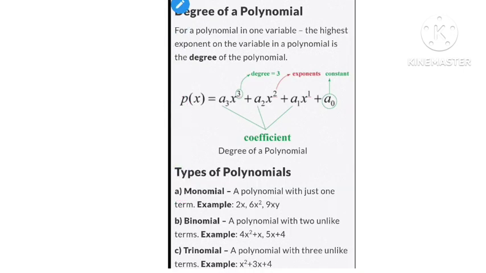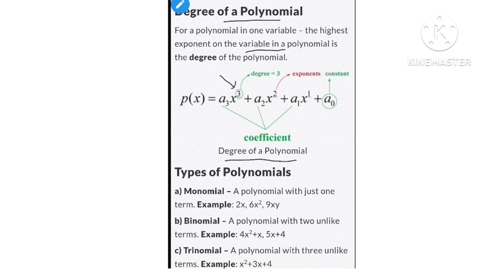Now next we will see the degree of polynomial. What is the degree of polynomial? For a polynomial in one variable, the highest exponent of the variable in a polynomial is the degree of the polynomial. What is meant by the degree of polynomial? The highest exponent of the variable.